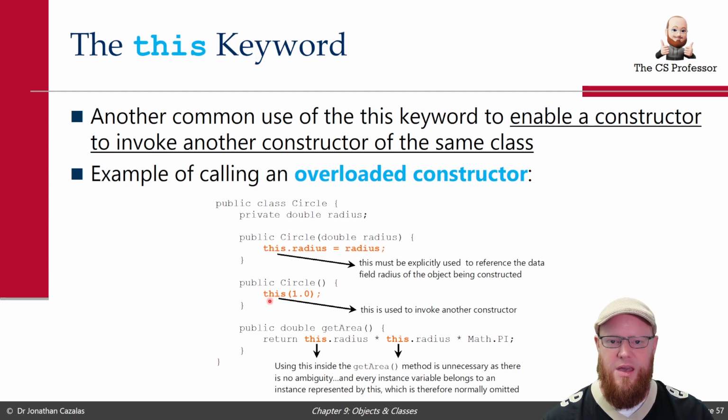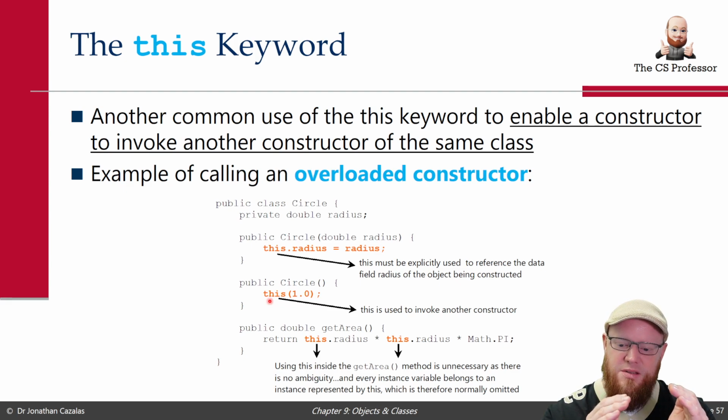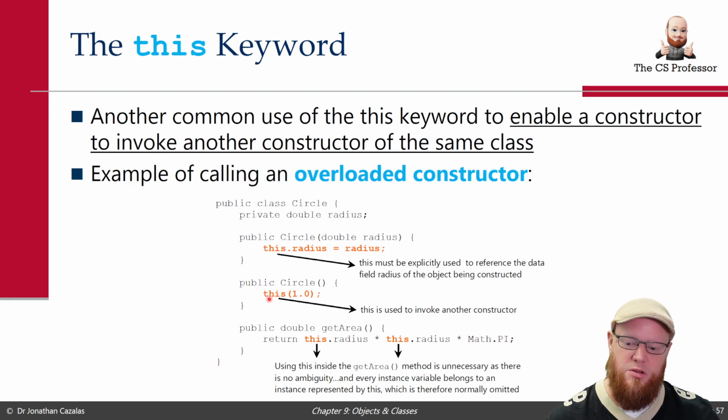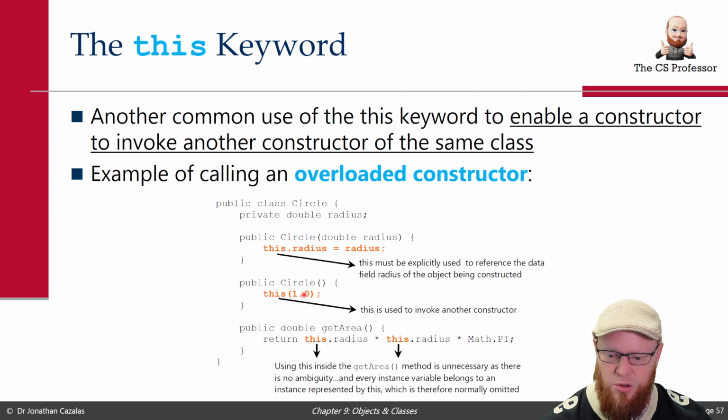I typed the word this, and then in parentheses, I put 1.0. So what happens when you do that? When you type this inside a constructor with parentheses, that is a command to Java to call another constructor. Which one? Well, to look for one that has one parameter with a double.